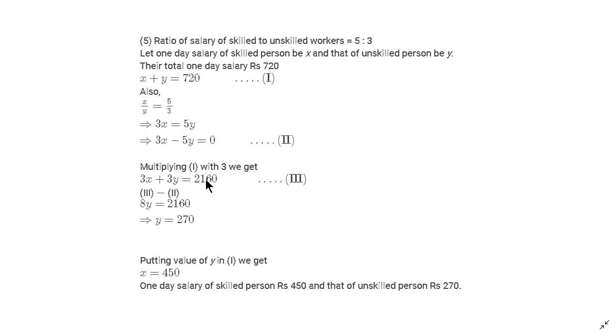Now we can just multiply this equation by 3 and by subtracting them we get y is equal to 270. Then put this 270 in this and we can find x is equal to 450. So one day salary of skilled person is 450. Of course it's a bigger amount than the unskilled person, 270. So these are in the ratio of 5 by 3 and also total one day salary is 720.